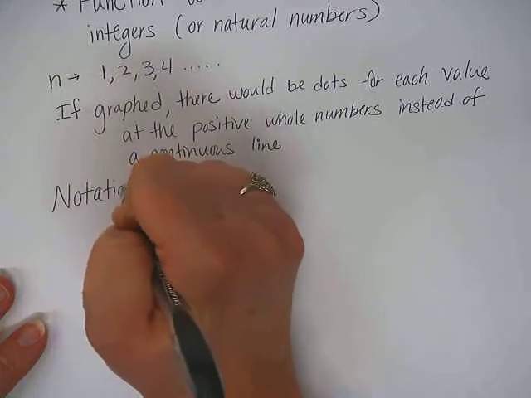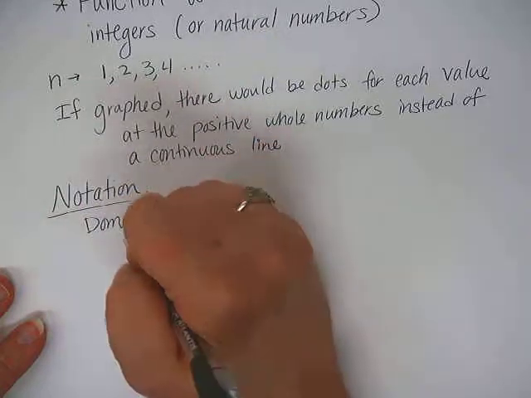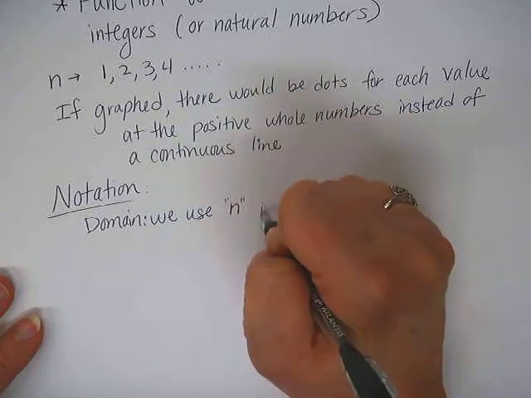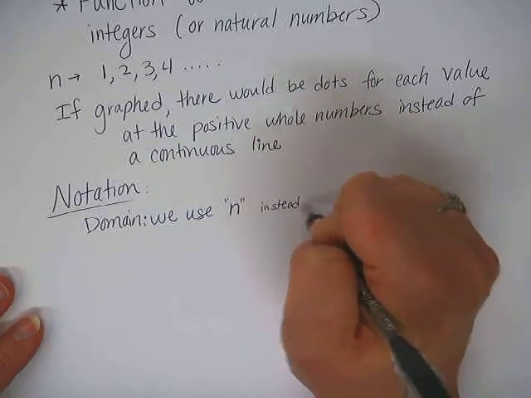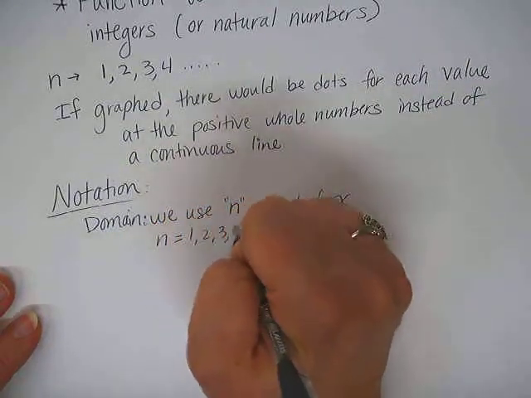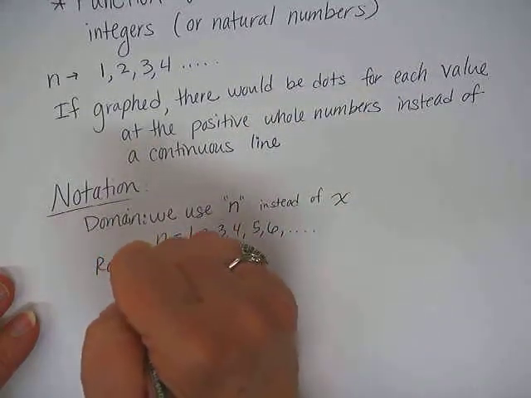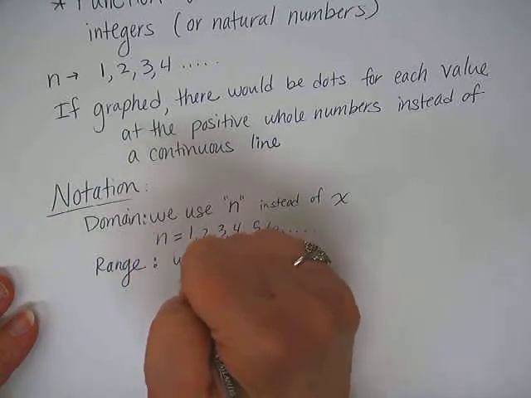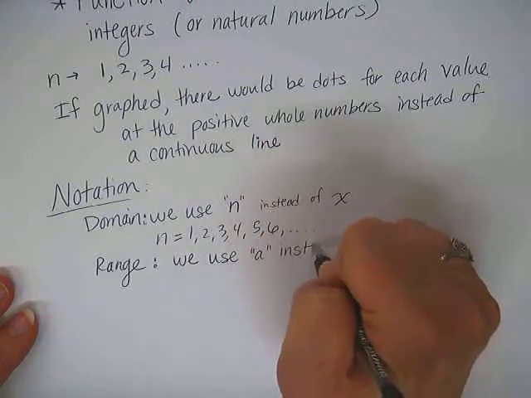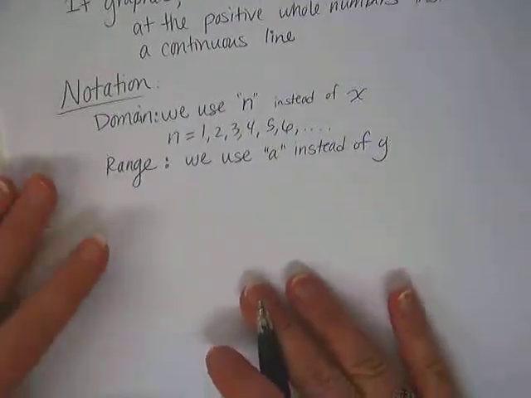Okay, the notation we use then is a little bit different than what we're used to. So I already told you this, for the domain, we use n instead of x. And n equals 1, 2, 3, 4, 5, 6, etc. The range, typically we're going to use the letter a, instead of y.